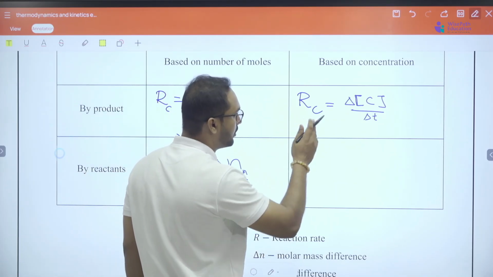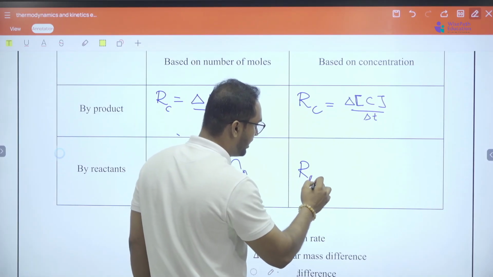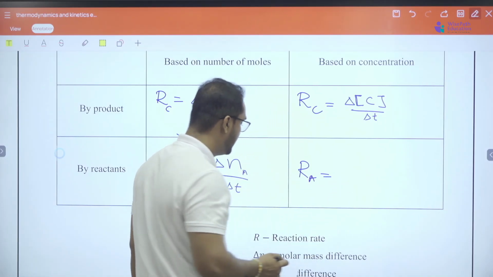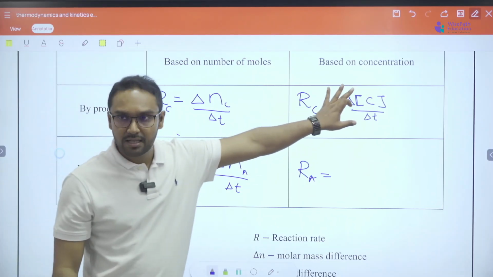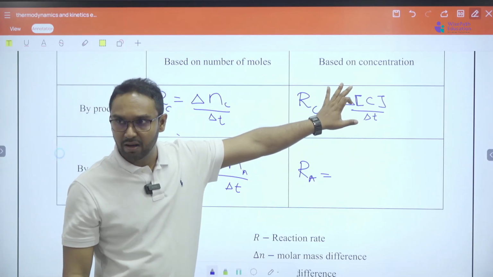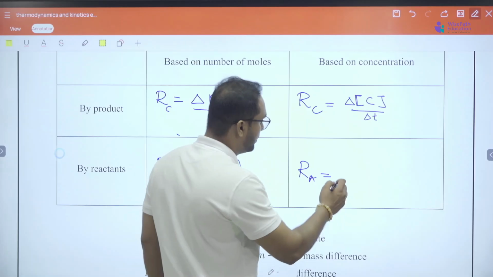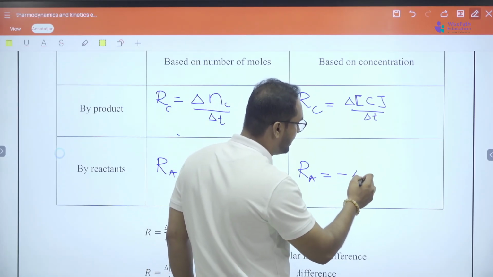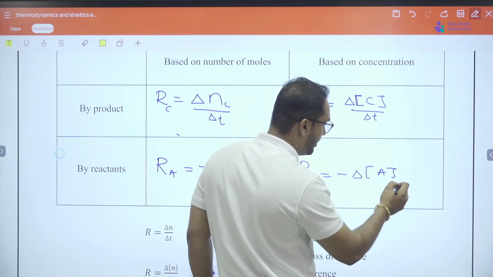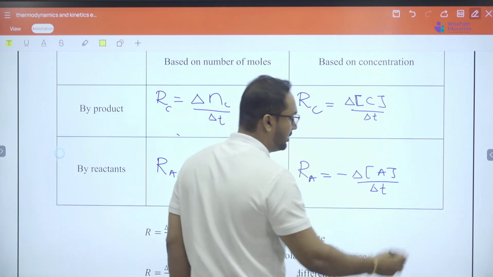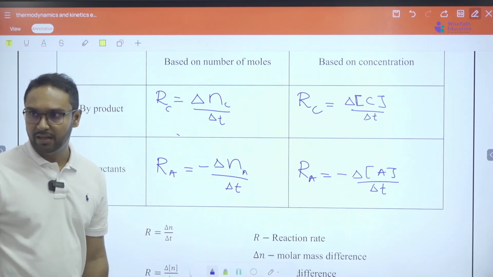A depending on the concentration, that will be Ra equals, how do you write the concentration? This bracket, the square bracket. You have to put a minus in the front, delta A divided by delta T, that is the format.